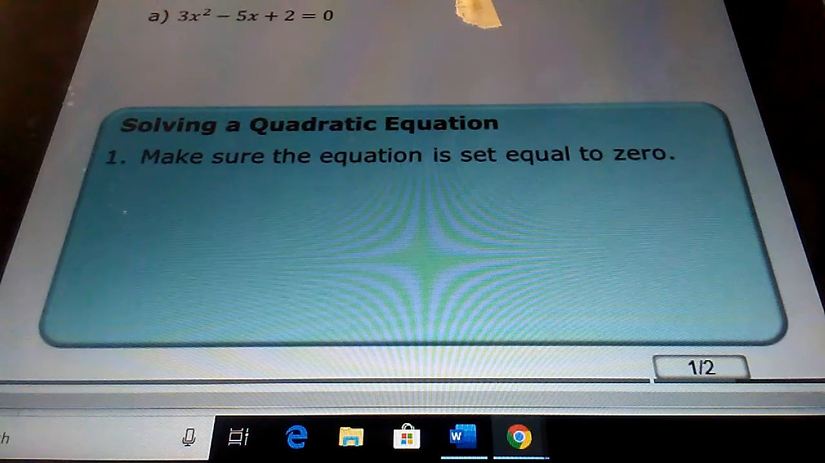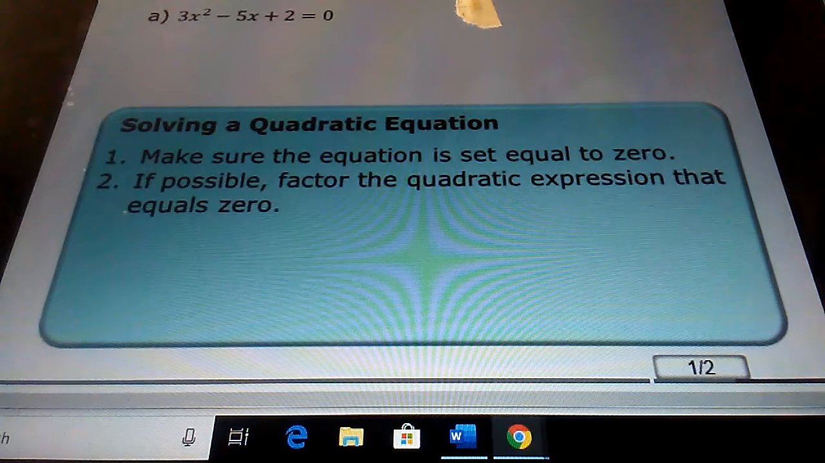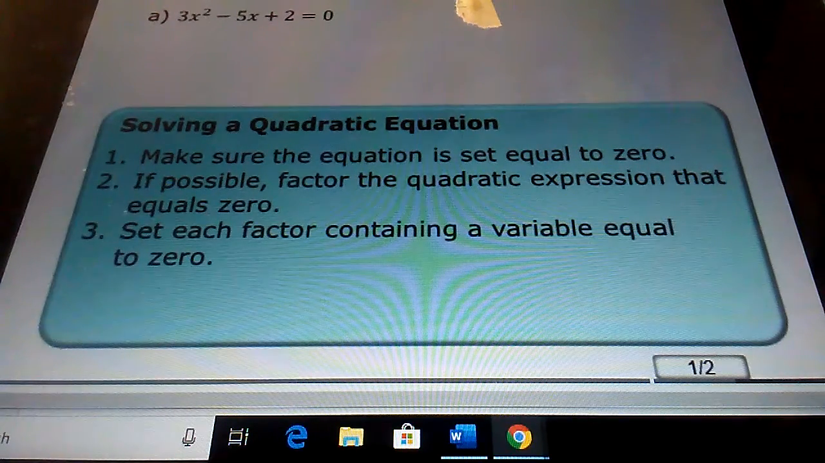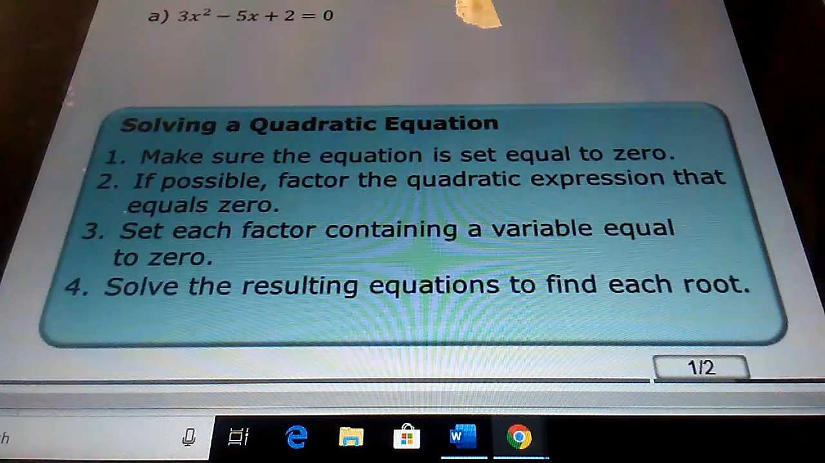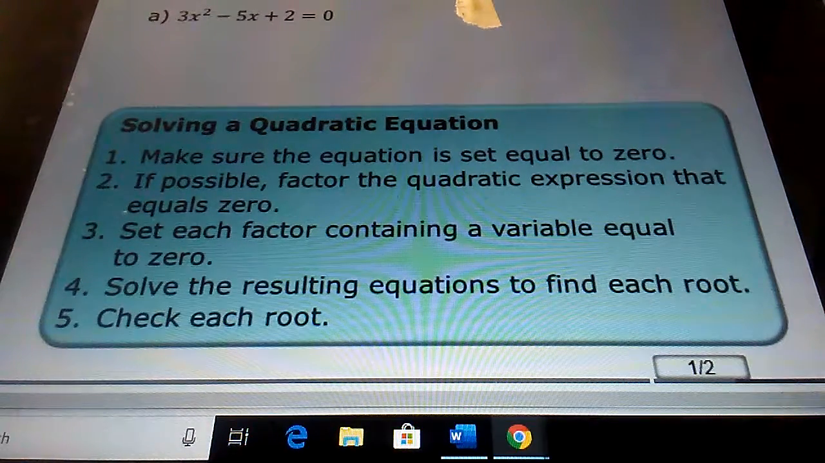First, make sure the equation is set equal to 0. Then, if possible, factor the quadratic expression that equals 0. Next, we set each factor containing a variable equal to 0, and then solve the resulting equations to find each solution, or root. Finally, as usual, we should check each root in the original equation to make sure true statements result. Now let's factor to find the roots of this quadratic equation.